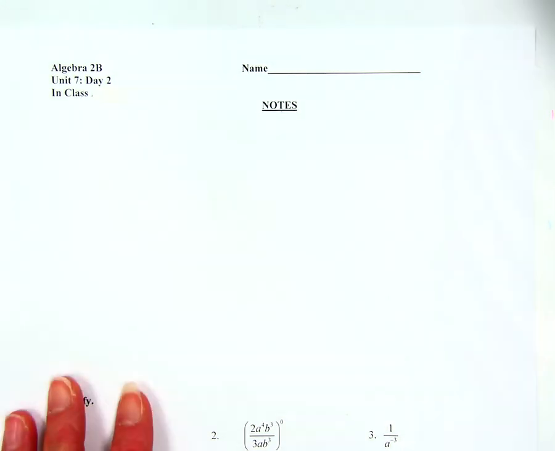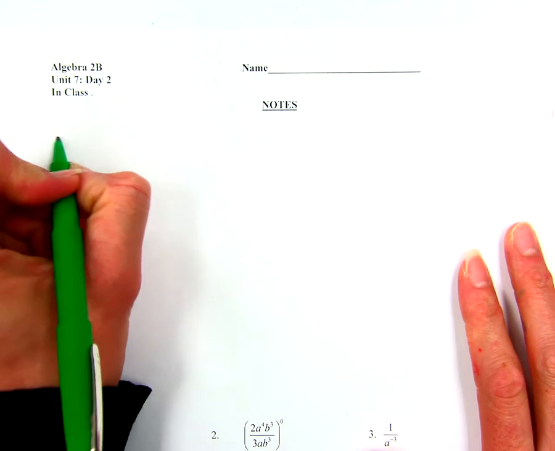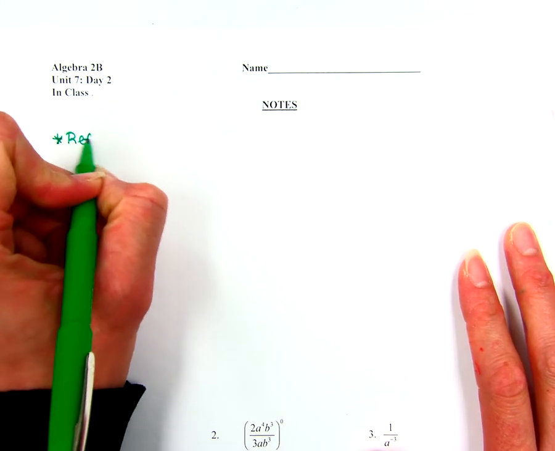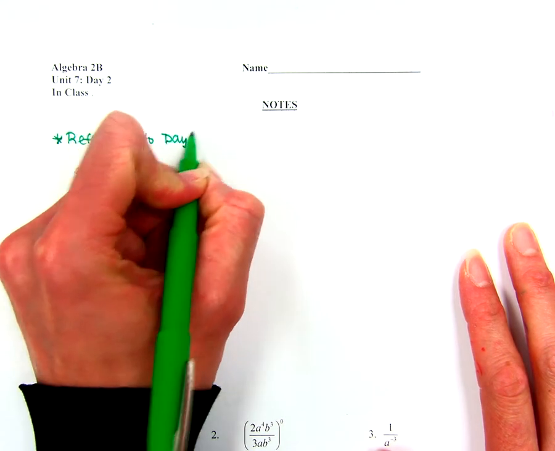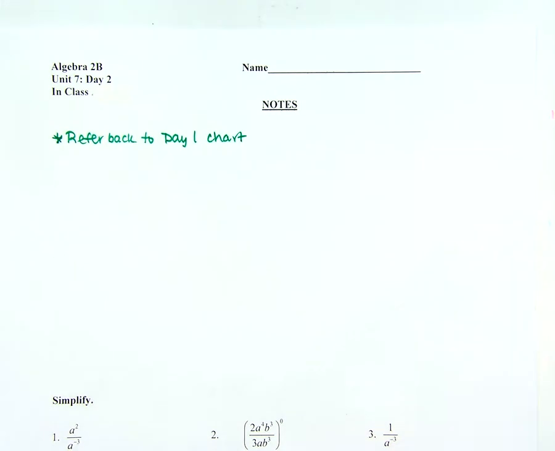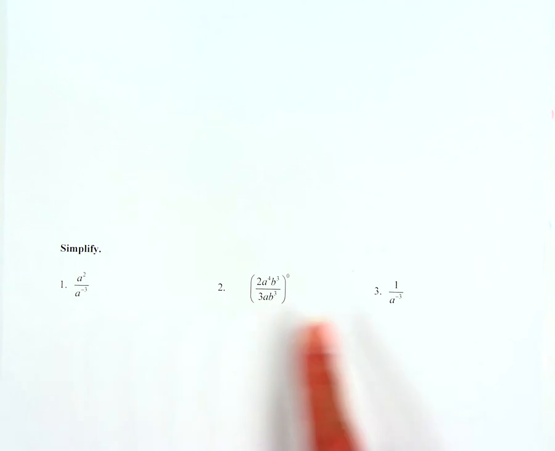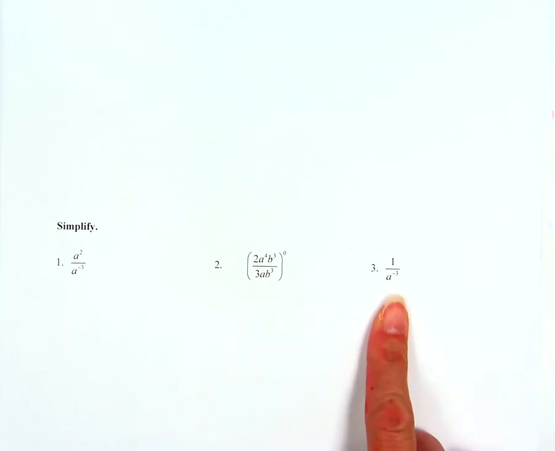All right, for today we're going to continue the same concept that we did yesterday. So for your notes, you're actually just going to refer back to the day 1 notes chart. All right, so if you look at problem number 1, now we're dealing with some negative exponents. Problem number 2 has a 0 exponent, and problem number 3 also has a negative exponent.